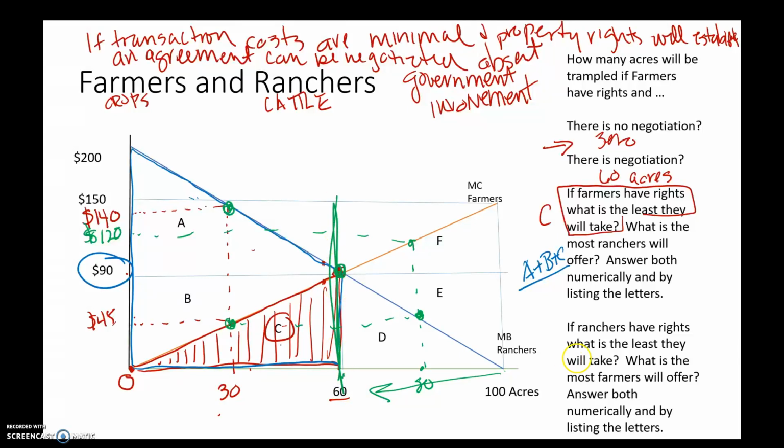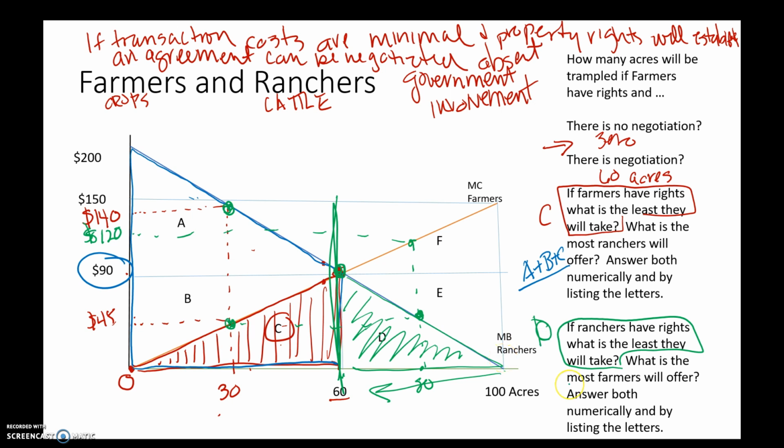So our question then is, what's the least the ranchers will take? The least that the ranchers will take is they have to cover their benefits, right? So if they're allowed to trample crops, their benefits are area D, so the least they're going to take is this amount of money. This is going to be the area of D.